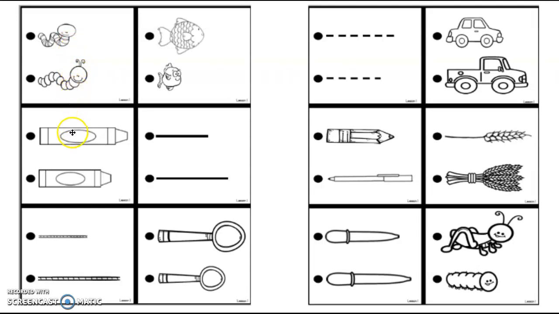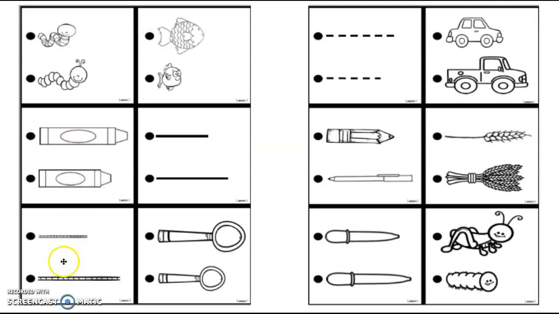Let's go down and look at the crayons. Let's look at the top one and the bottom one. Do you think the top one is longer or shorter than the bottom one? It is longer, because if I go all the way to the end of it and come straight down, the one on the bottom had already ended right back here. So you are right, that top one is longer than the bottom one.